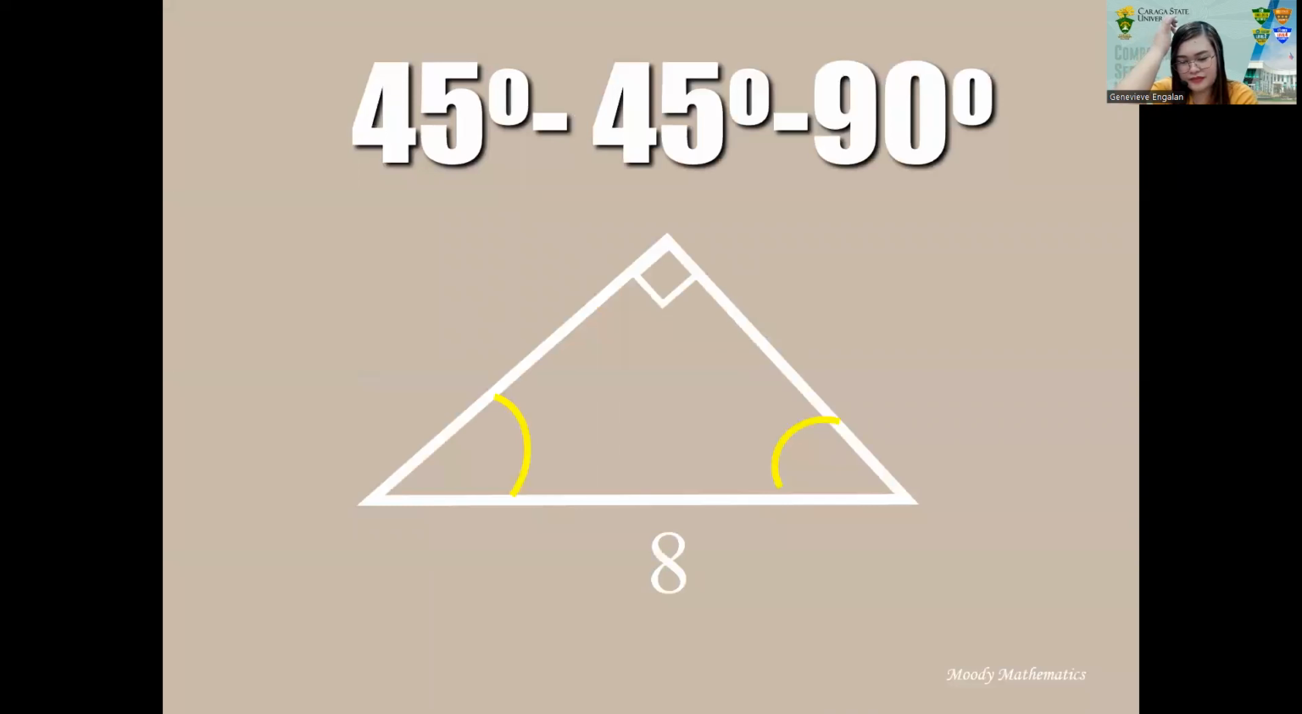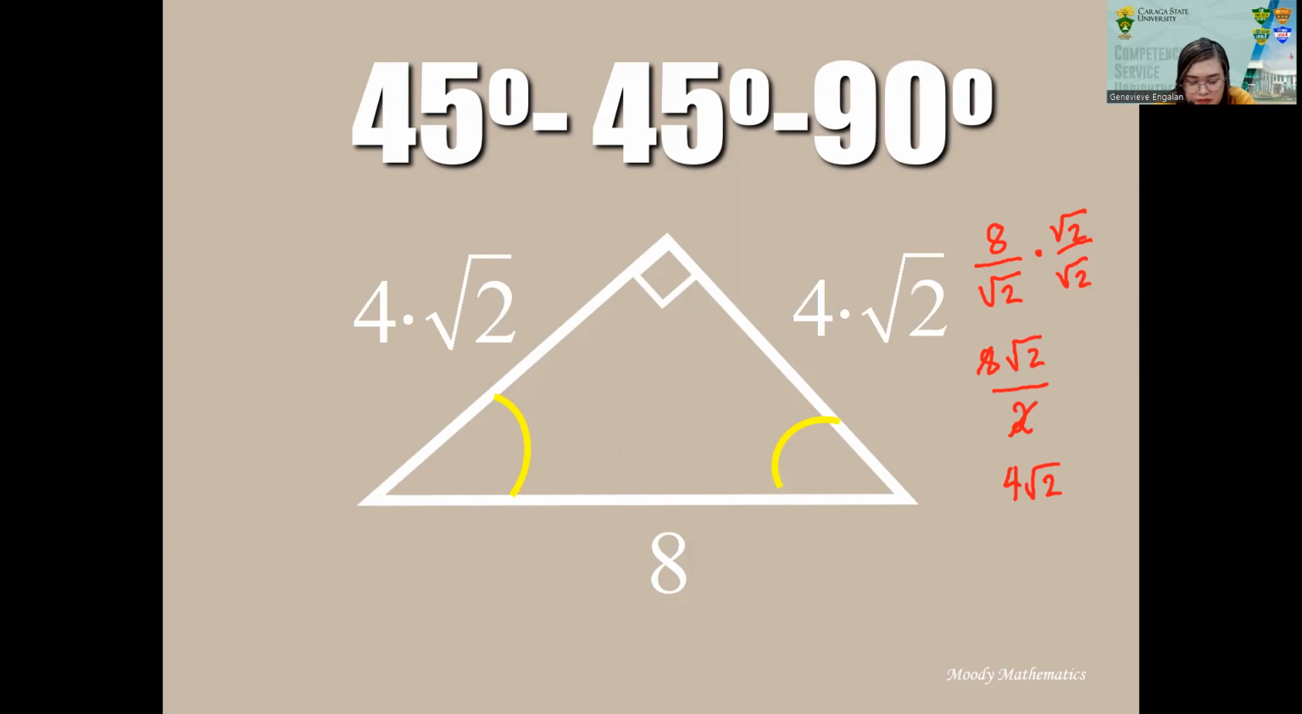Okay, how about this one? So, 8 ang hypotenuse. Unsay measure sa legs? I-divide na nato si 8 og square root of 2. So, you have 8 over square root of 2. Unya kay naay square root sa denominator, we will have to rationalize the denominator. So you have 8 square root of 2 over 2. So cancel. So you have 4 square root of 2. So ang measure sa legs will be 4 square root of 2. Okay, nasabtan?